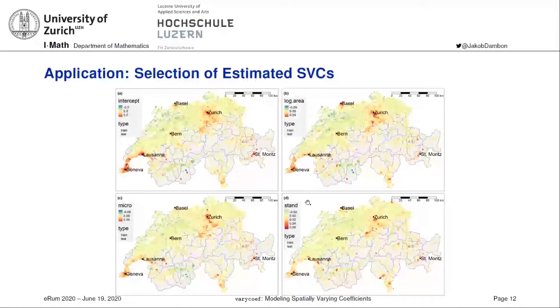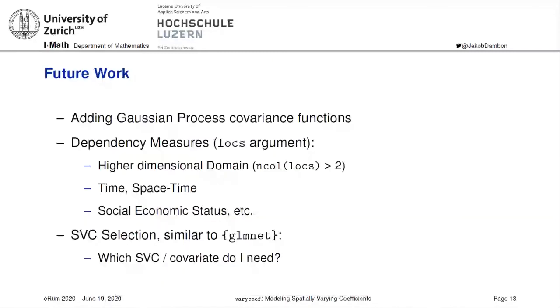So this was a really nice application, but of course, you're never done with such a package. One idea for future work would be to implement more covariance functions. These define the Gaussian processes. Currently, the dependency measure is purely on the locations, which is 2 columns. We want to implement higher dimensional domains, so you can use 3 or 4 dimensions.